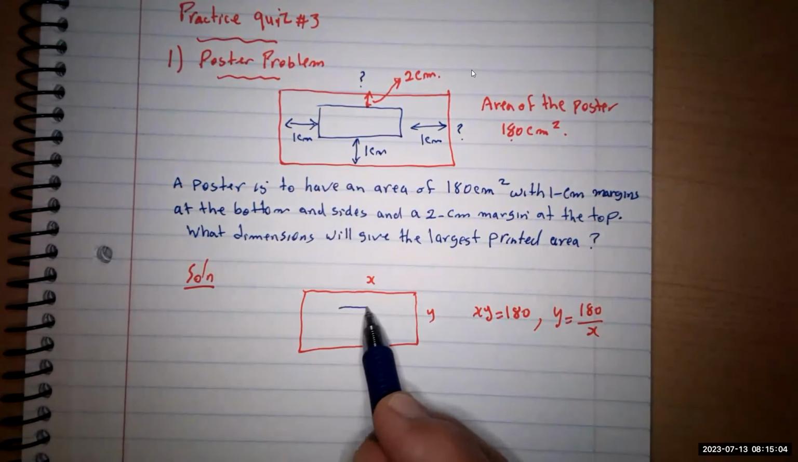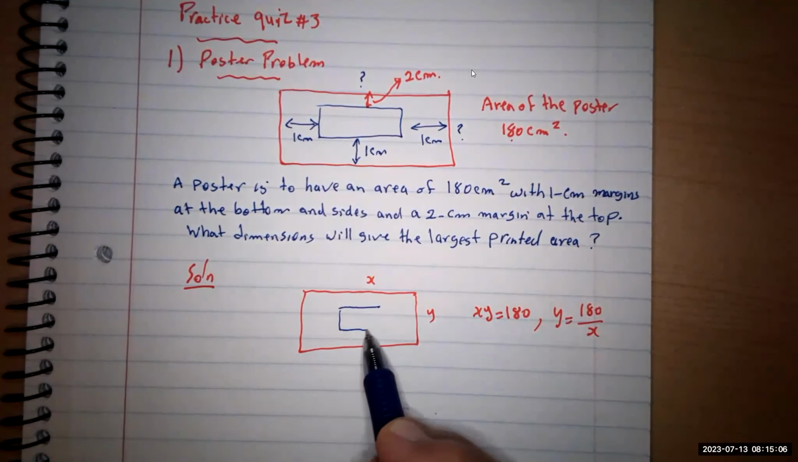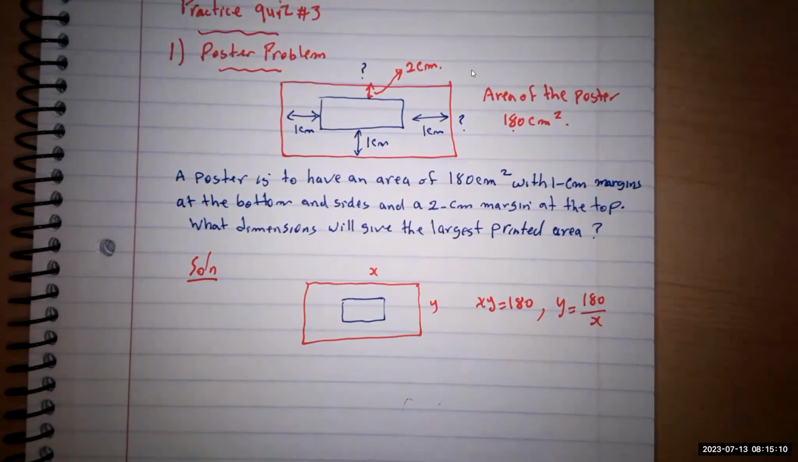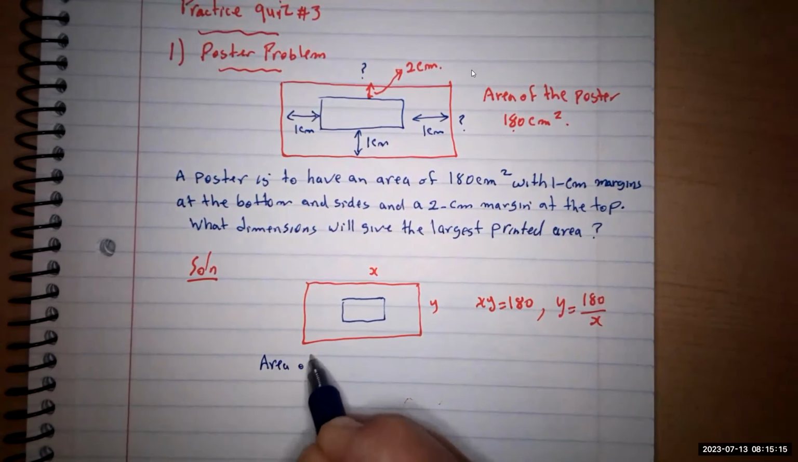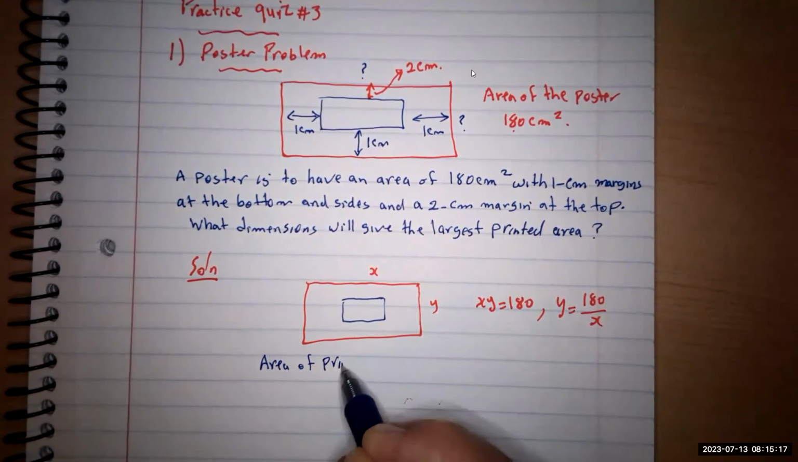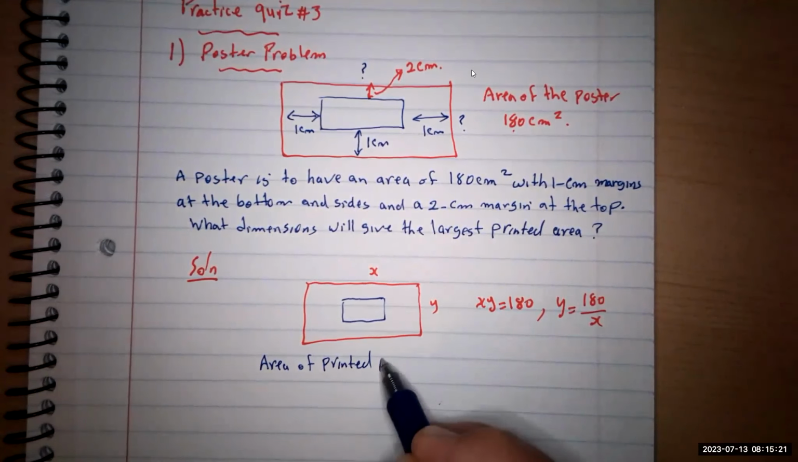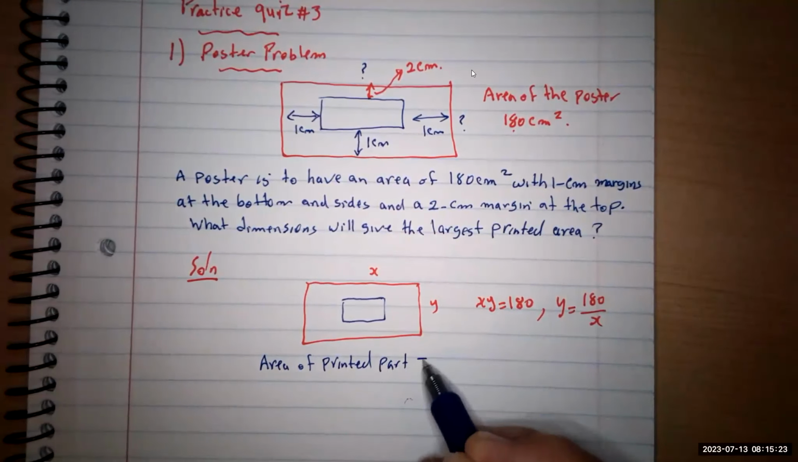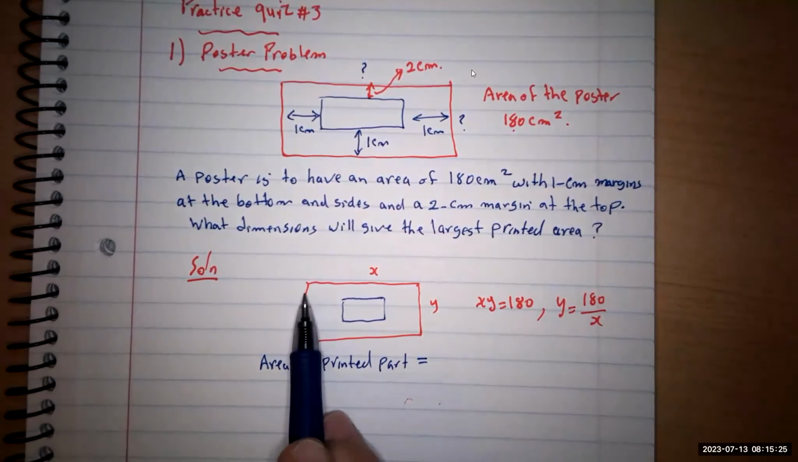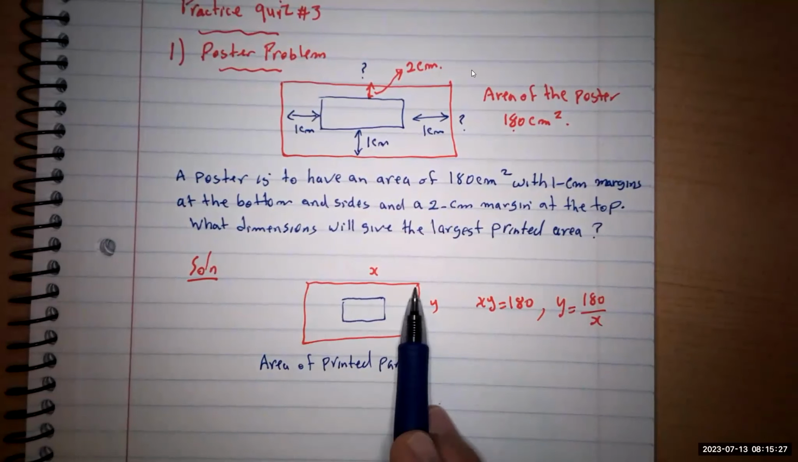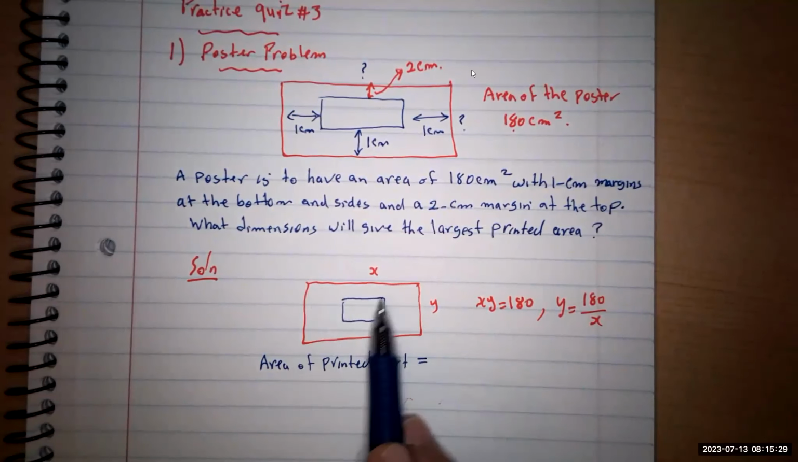So what you would like to do is maximize the inside one. So what's going to be the area of the printed part? You see, the area of the printed part, if you like, is equal to what? This big one is equal to x. The red one is equal to x. You want to find the blue one.